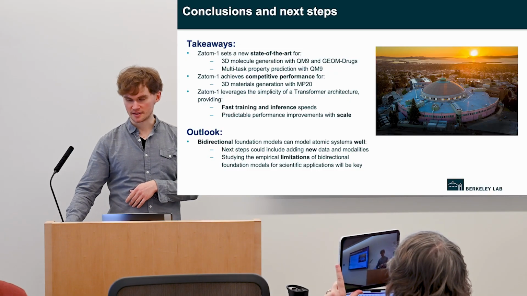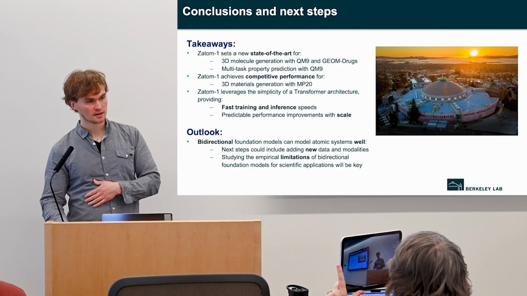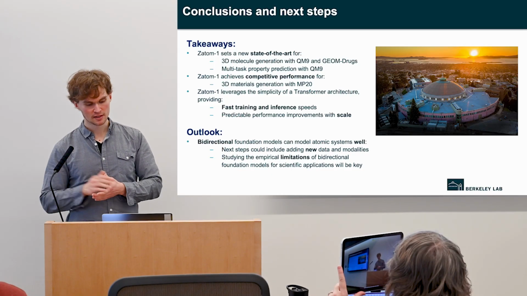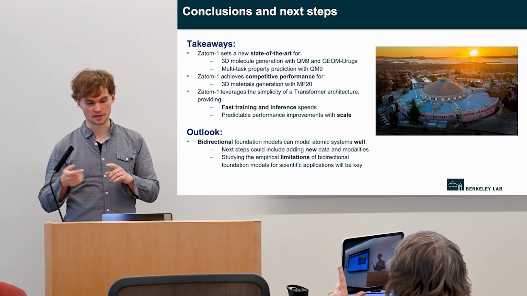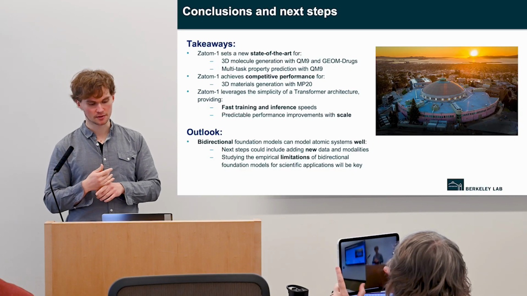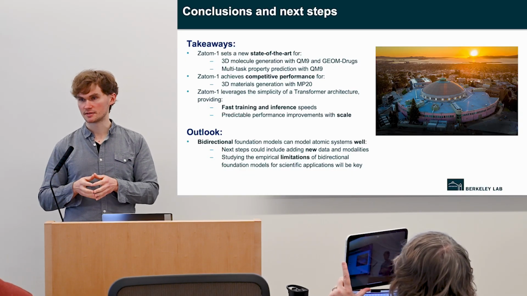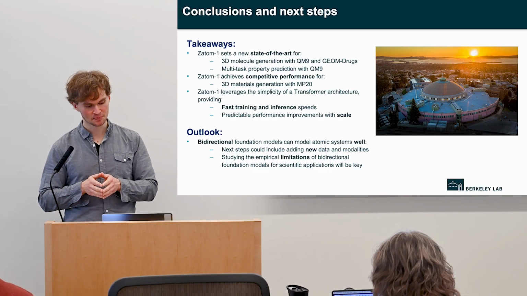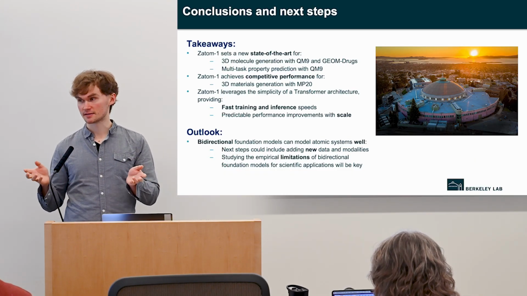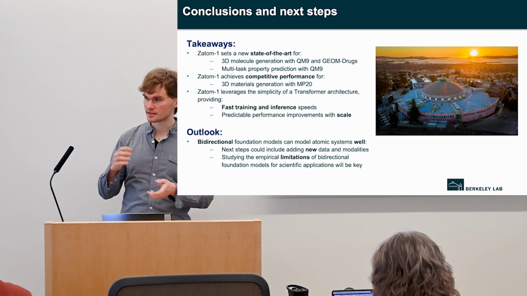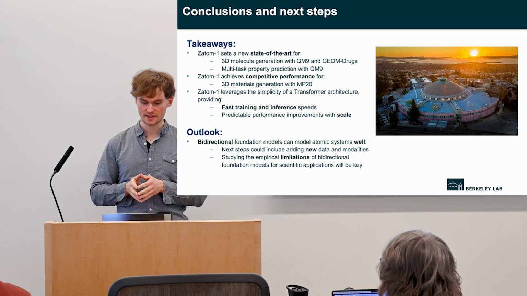And with that, I'll go ahead and summarize some of the conclusions of this work. So ZATA-1 is a new state-of-the-art molecule generation foundation model that can be applied across a range of tasks. It can generate new molecules and materials, predict properties of existing molecules and materials, and the representations it learns are broadly applicable across a range of tasks in molecular and material science. It's also very fast to train and to sample from, to actually use in practice. Its performance improves predictably as you increase its size.